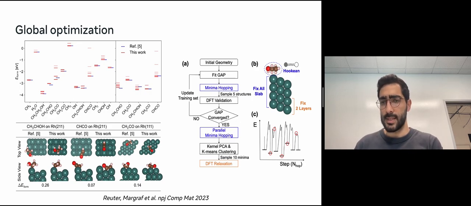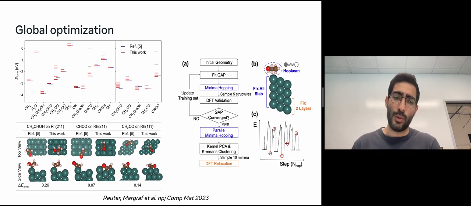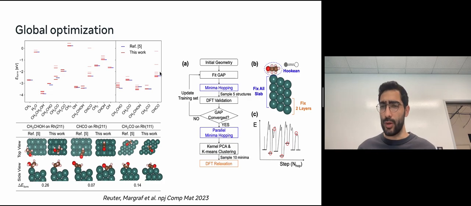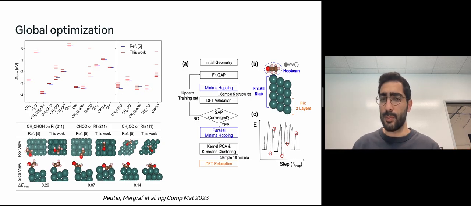Some of this is computationally expensive, but rather than doing it with DFT, you can think of making use of these pre-trained models for these different approaches. So rather than brute force with an ML potential, you can use a global optimization strategy with these ML potentials to find better minima. And to highlight the importance of this, it's really about how we come up with more interesting configurations that we wouldn't have been able to come up with just by randomly placing adsorbates on a surface.